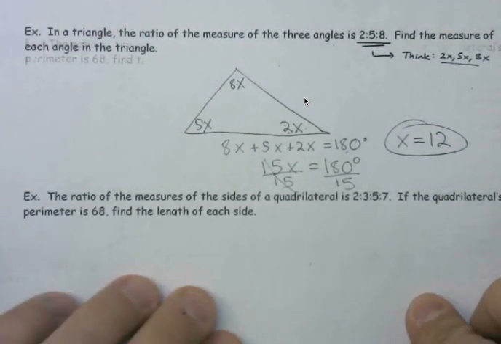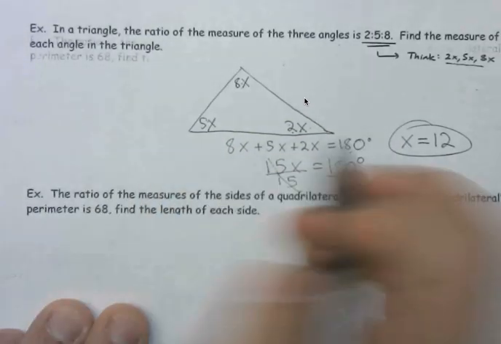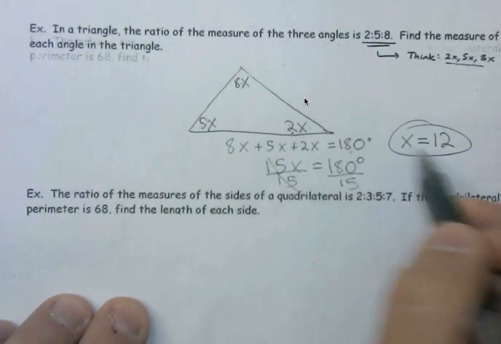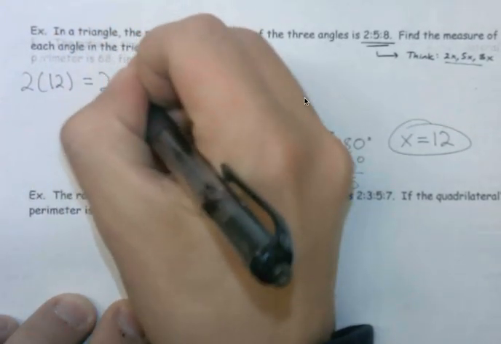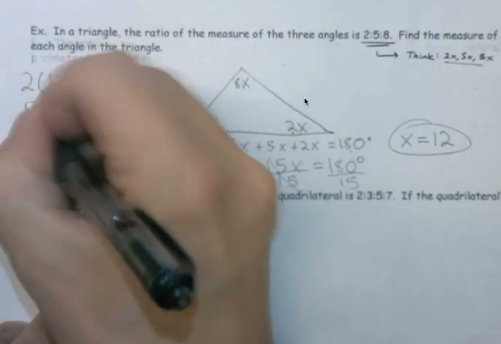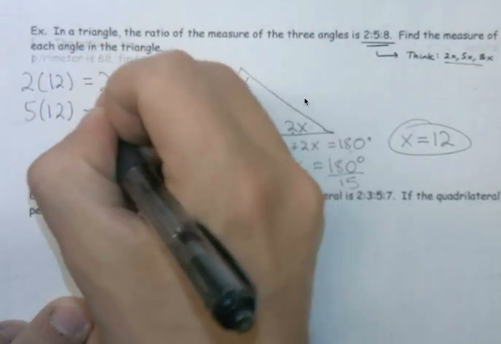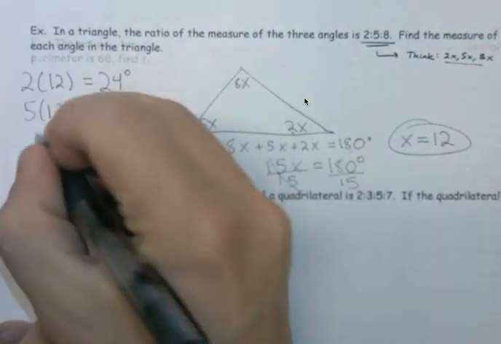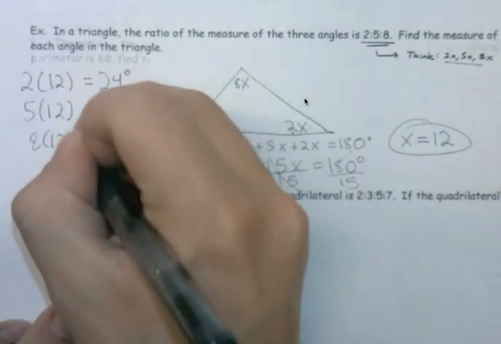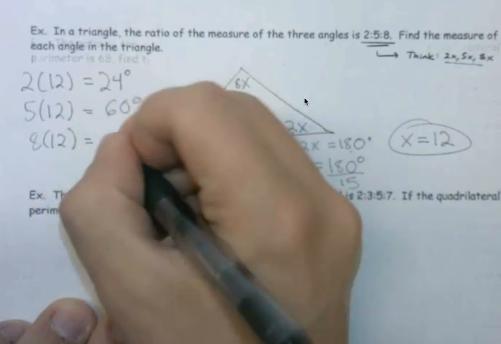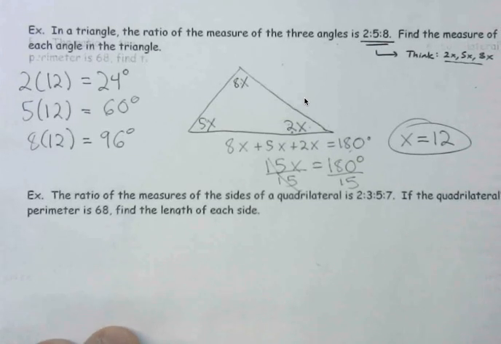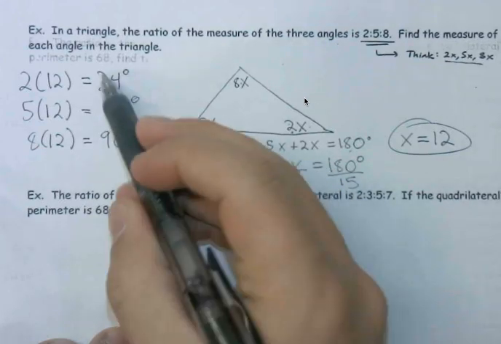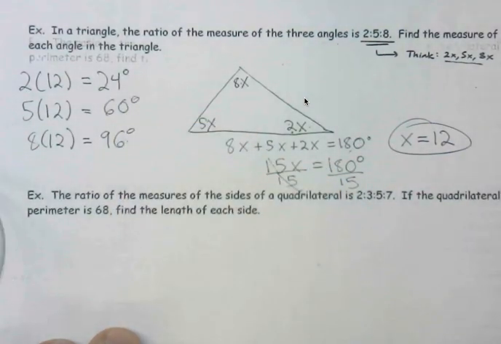That's cool. So now to plug in. So I know that this is going to be 2 versions of x. So 2 times 12 is going to be 24 degrees. 5 times that 12 equals 60 degrees. 8 times that 12, 96 degrees. Nice warm day, 96 degrees. Very cool. Notice if we were going to add these 3 up, these would get us back to 180 degrees, which is what we want.